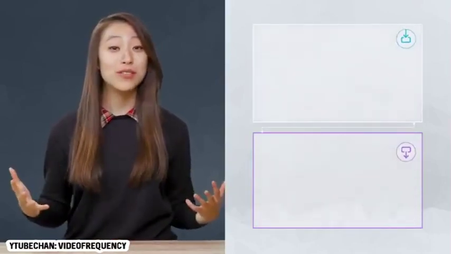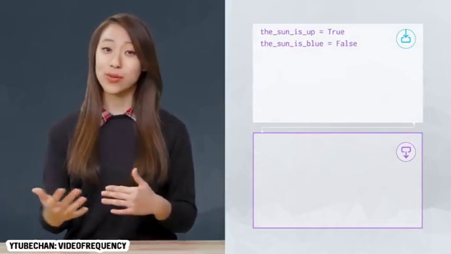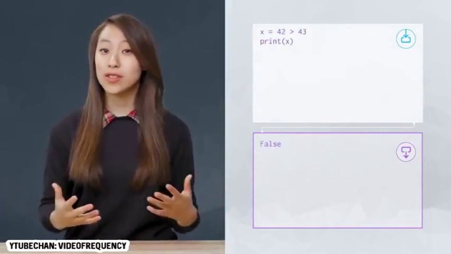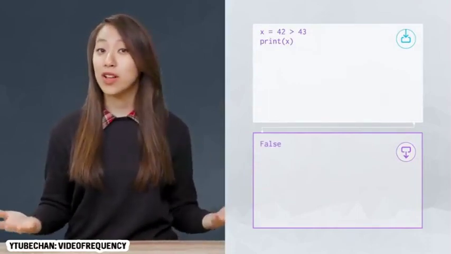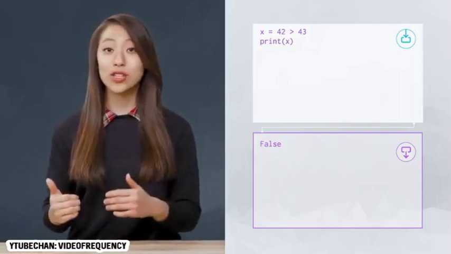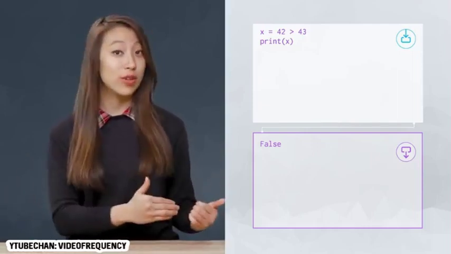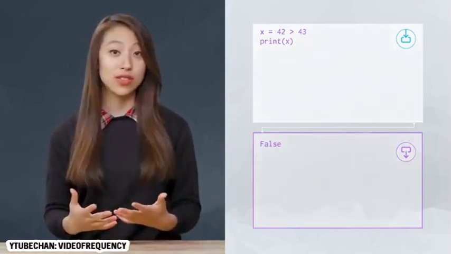We can assign Boolean values like this. It's not very useful on its own, though. We can use comparison operators like less than and greater than to compare values and produce a Boolean result. Here, 42 is not greater than 43, so printing the result provides the Boolean false.